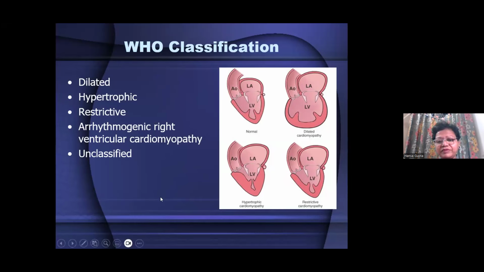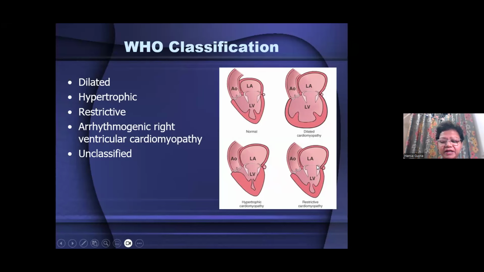This is the hypertrophic cardiomyopathy. You can very well appreciate from the normal that the thickness has markedly increased. The LA size is increased. The cavity is rather small. And this is the restrictive cardiomyopathy. The cavity is almost normal. The ventricular muscles are more or less normal or mildly thickened, but the LAs are enlarged.